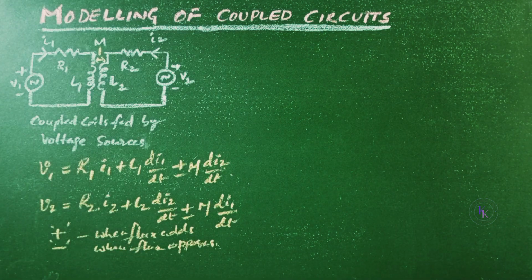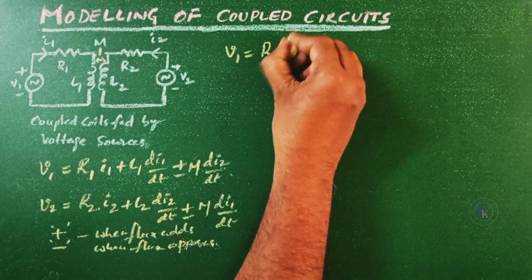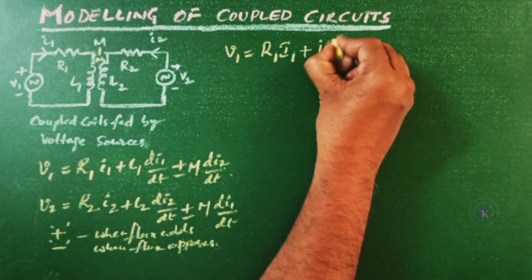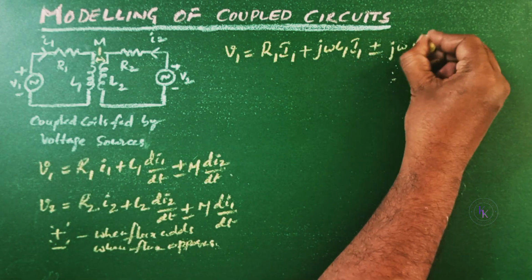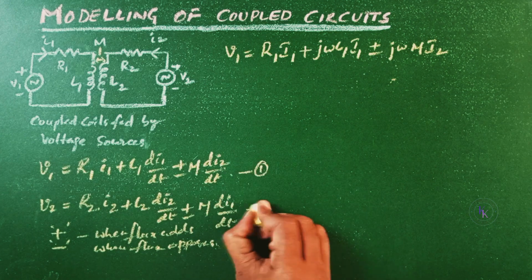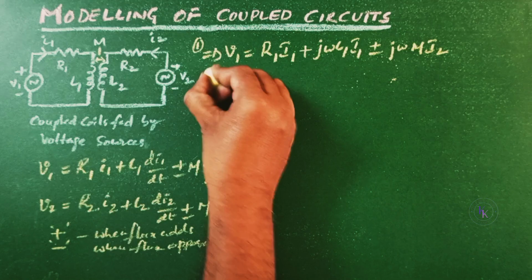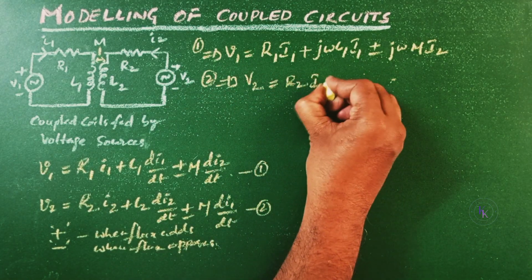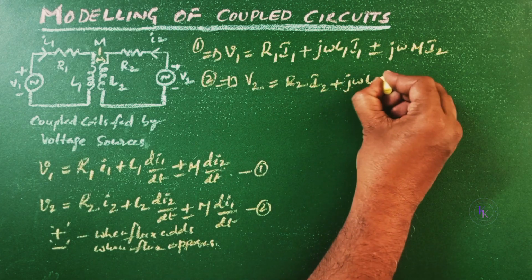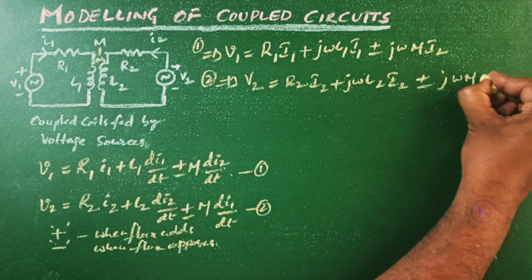Assuming a sinusoidal voltage source at steady state, the above equation is further modified as V1 equals R1 I1 plus j omega L1 I1 plus or minus j omega M I2. That is equation 1. Equation 2 is modified like V2 equals R2 I2 plus j omega L2 I2 plus or minus j omega M I1.